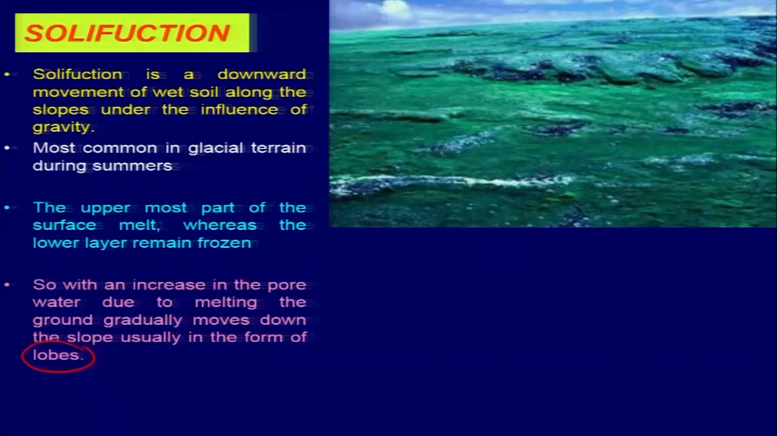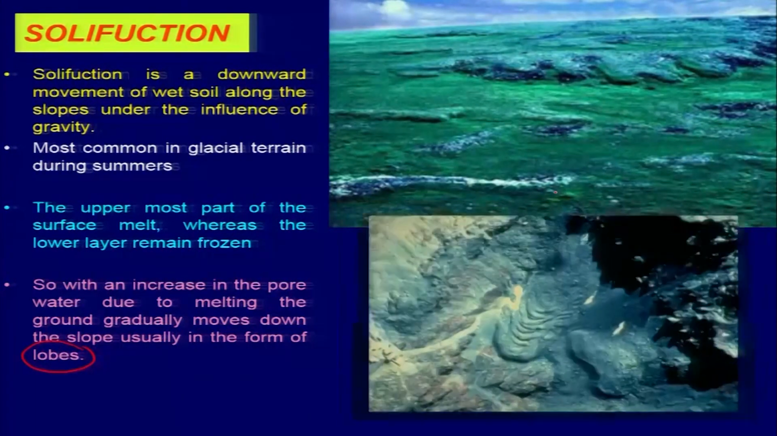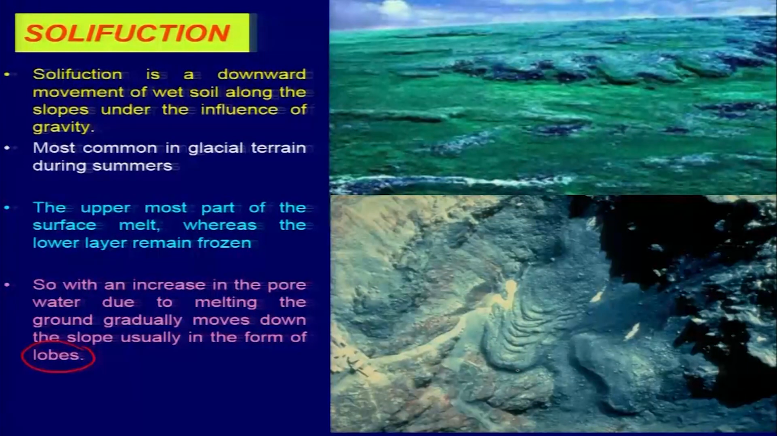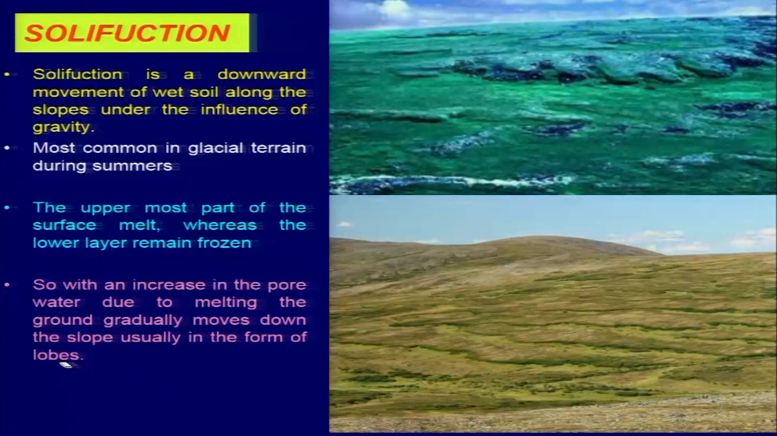So, you have lobate structures which have been seen, moving slowly, and this is from the satellite picture which shows the lobe like feature. There is an uppermost unit which is saturated with water, and that saturation is because of the melting of snow. So, you need to remember that this type of movement will be seen in the glacial terrains, and this will happen during the summer, where the uppermost part of the surface melts.